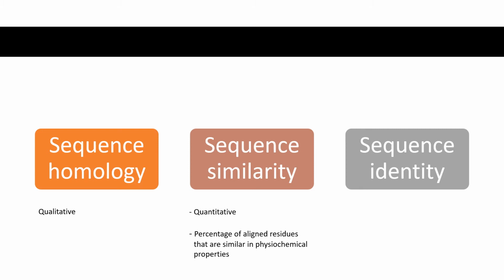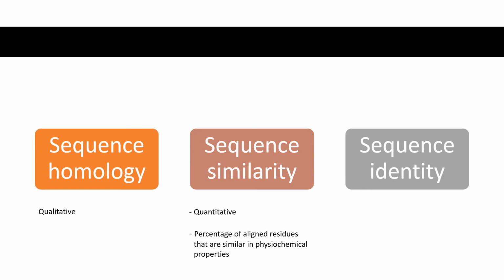The next term is sequence similarity. Sequence similarity is more of a quantitative thing, which is the percentage of aligned residues that are similar in physiochemical properties. We'll discuss shortly what we mean by similar in physiochemical properties, but sequence similarity is basically the percentage of aligned residues. So when you align two sequences together, the number of residues that match is the sequence similarity. We can say that the sequence is 40% similar, or 70% similar, or 80% similar, right? So here the quantitation is there. You can quantify the extent of similarity.